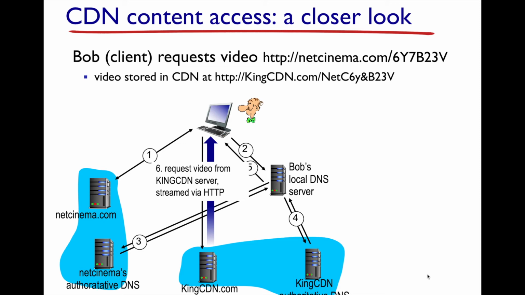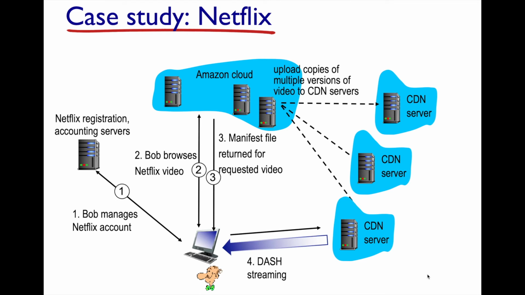Does that make sense? And so you can use the canonical name feature resource record in the DNS infrastructure as a way to forward you to the right CDN node instance for the purpose of streaming data. Okay, or streaming video. Okay, so here's a case study from Netflix.